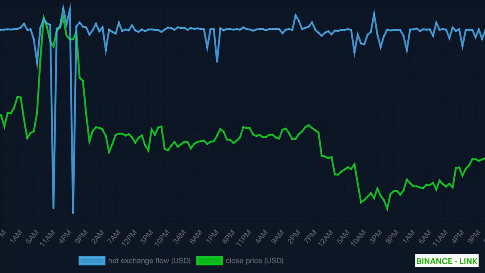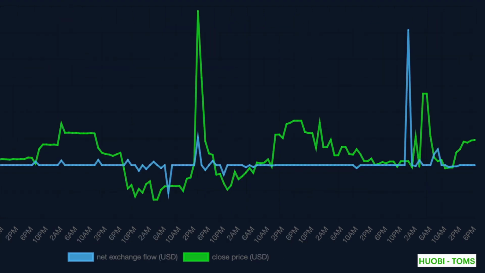Wizard, take a look here at this chart. The green line is the close price of Chainlink, and the blue line is going absolutely berserk during a pump and dump of Chainlink. Take a look at this next one here as well. This is Huobi with the Tom's crypto, and you can see here a big pump and dump with the green line again with price. The blue line went up and down, and you can see again the blue line jumped up just before another pump and dump happened with the Tom's crypto.